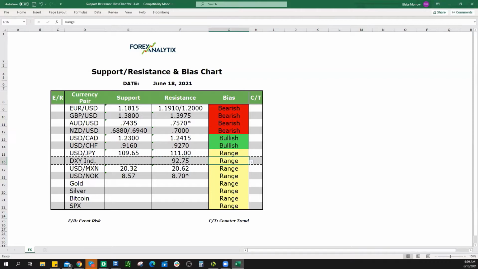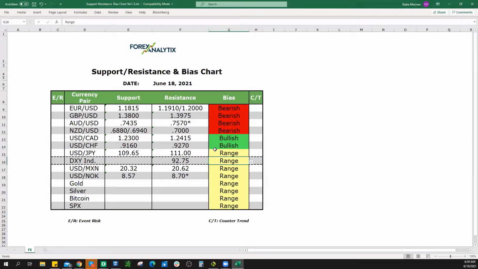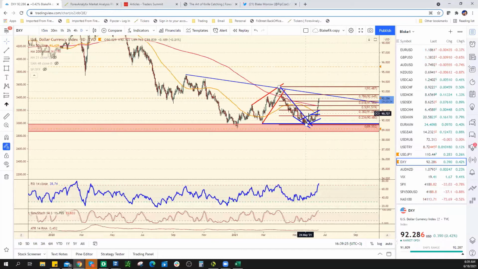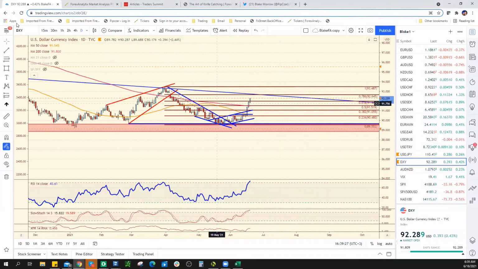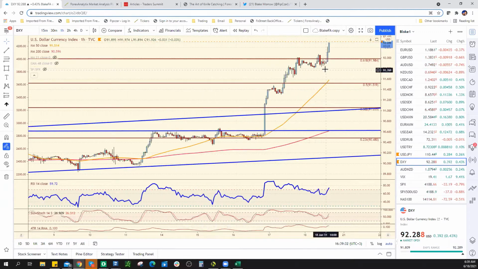I'm going to keep the dollar index in range because I could have done that for all of these. I guess I could have put them in range, but I don't know. We're going to put it in bullish until we get to 92.75. We get to 92.75, and then I'm going to flip it back to range. Okay. Support for the dollar, 91.80.